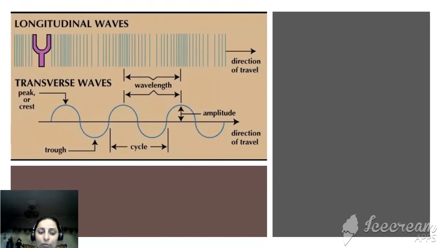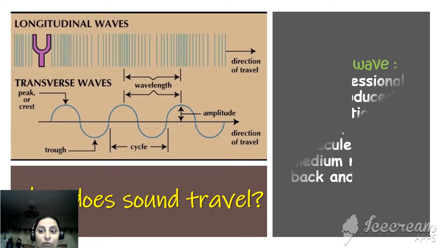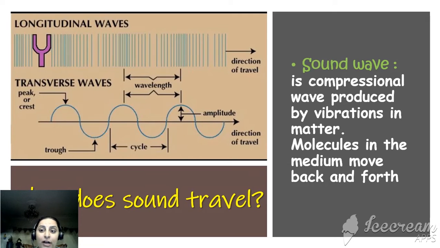Last time, we were talking about transverse waves and longitudinal waves, and we said that sound waves are compressional waves. What is the meaning of compressional wave? A compressional wave is produced by vibrations, which is the movement of the wave in matter, and the molecules in the medium, we said either solid, liquid, or gas, move back and forth.